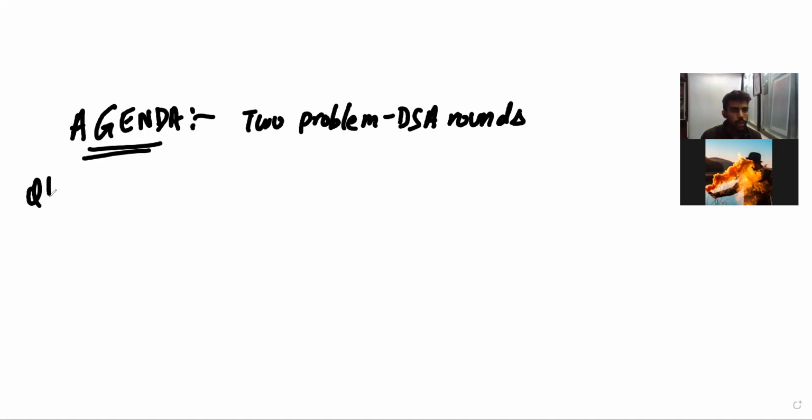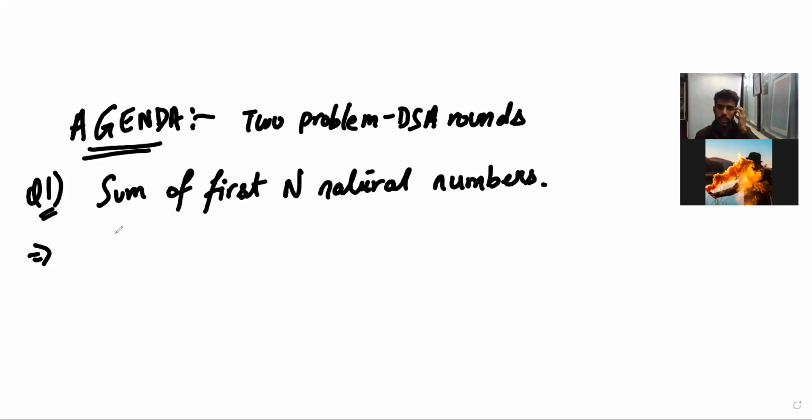Okay, so our first question for today's session is we have to write a program to find the sum of first n natural numbers. Do you have any suggestions how we should start writing this program? You can actually use for loops. Yeah, definitely.